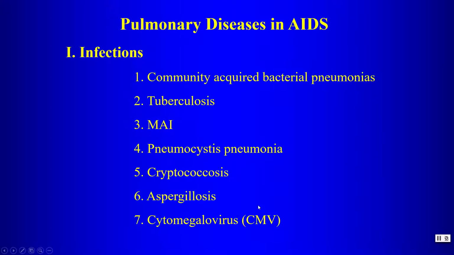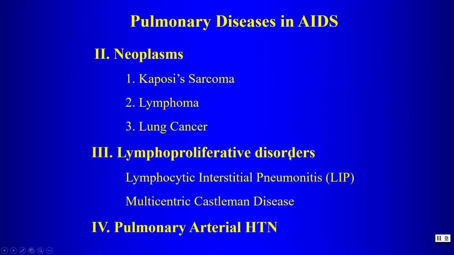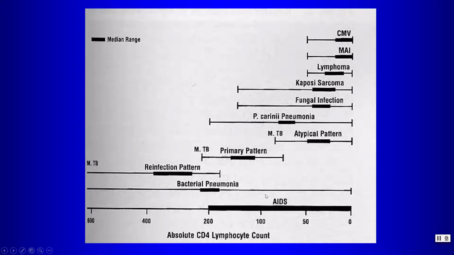Now, there are other infections that can also occur in AIDS patients, so we will discuss those. We will also discuss neoplasms. We'll touch on lymphoproliferative disorders and some other unusual manifestations that we might see.